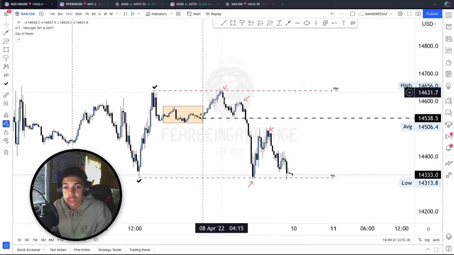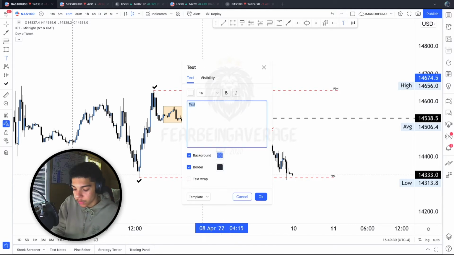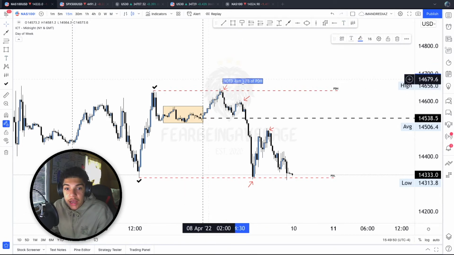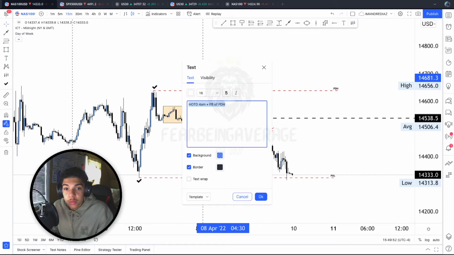So we're going to start off with this high up here. Why is this high important? Because for one, this is the high of the day that we got at 4 in the morning. We also had a false break of the previous day's high. And what do I mean by that? Price ran above this previous day's high, cleared the liquidity, and went the other direction. So that's one confirmation we had.